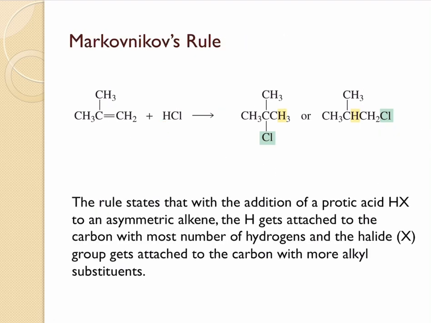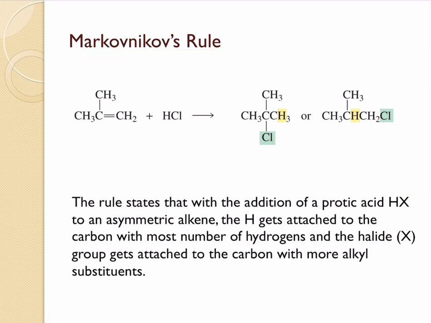Not always do we have to use the mechanism for the reaction in order to find the major and minor product for the electrophilic addition reaction of an asymmetrical alkene. We can also use Markovnikov's rule, but we have to use it with caution. Now, what does this rule say?